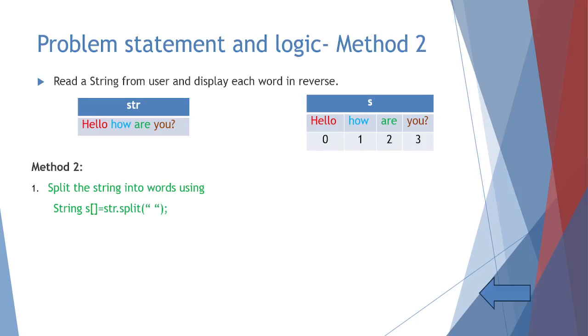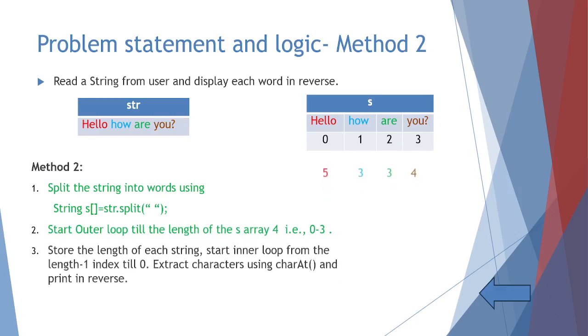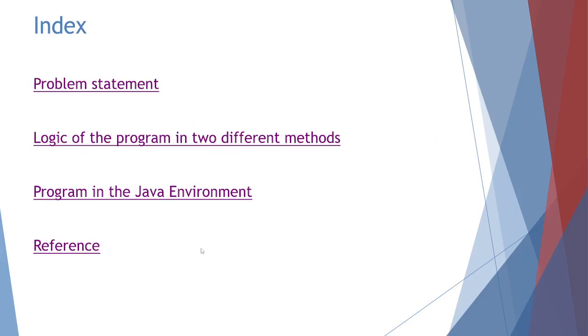The outer loop accesses each element, or each word, of the array: hello, how, are, you. But the inner loop takes the length of the first element, that is s[0].length, 5 is the length. In reverse order, from index 4 to index 0, it prints in reverse order. This is another way of creating the program. So let's see the program in the Java environment.